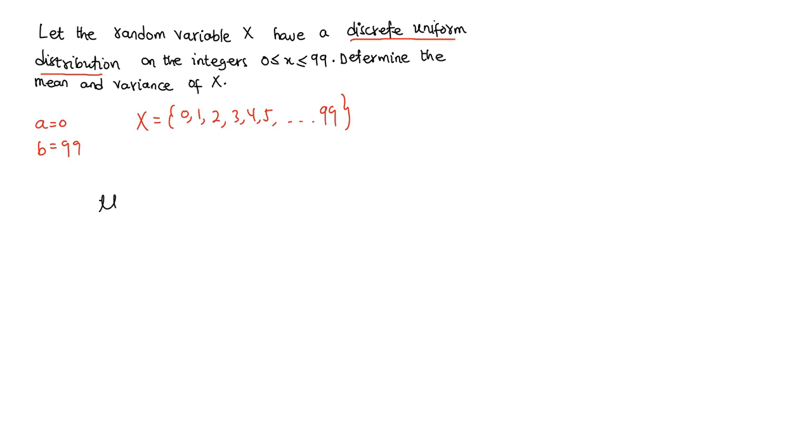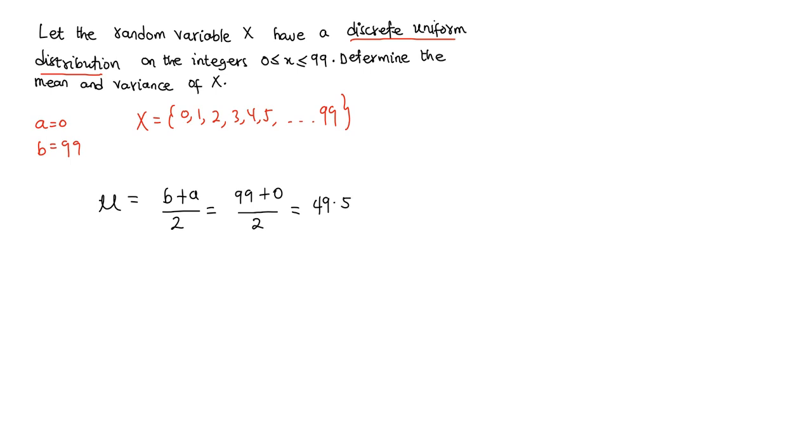Okay, so let's look at how you're going to find the mean and then the variance. You're going to have the mean to be equal to (b plus a) over 2. So this should be equal to, you have b to be 99, and then a to be 0. So (99 plus 0) over 2. So you're going to have 99 divided by 2, and that will give us a value of 49.5. Okay, so that will be the mean.